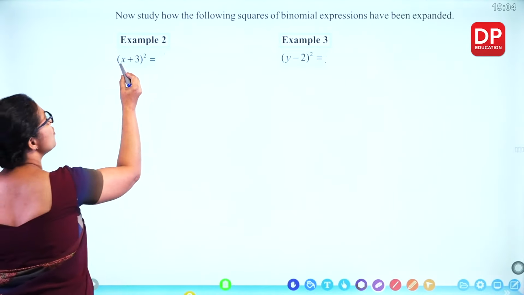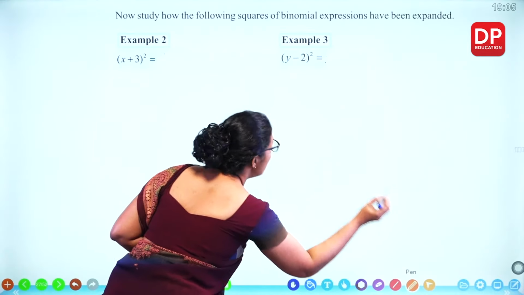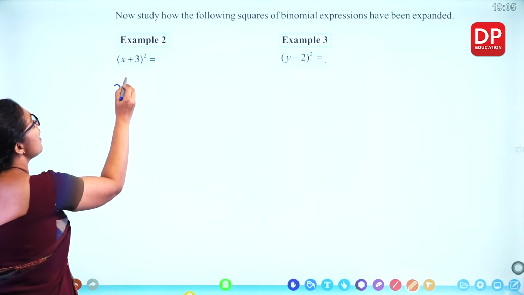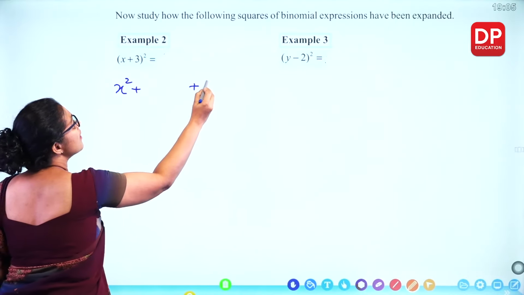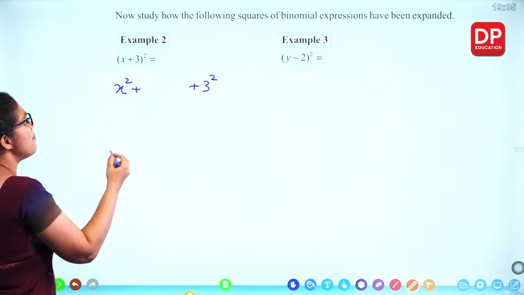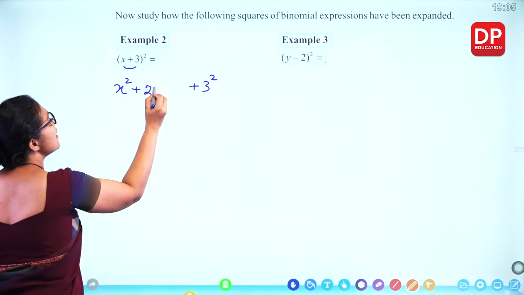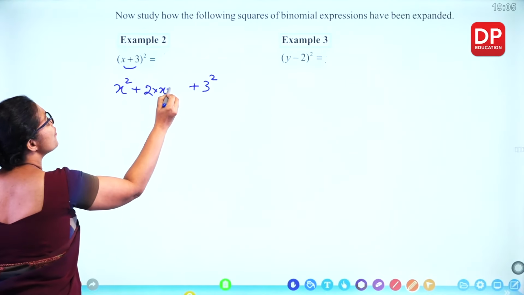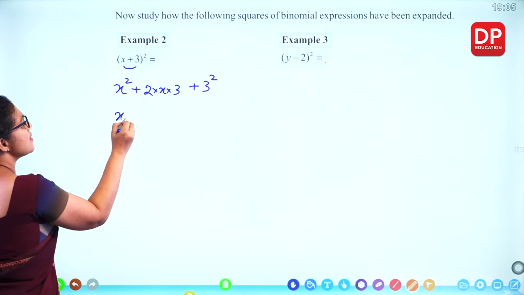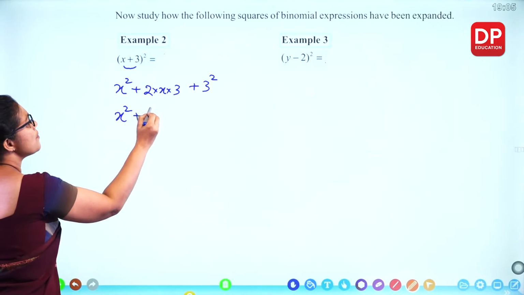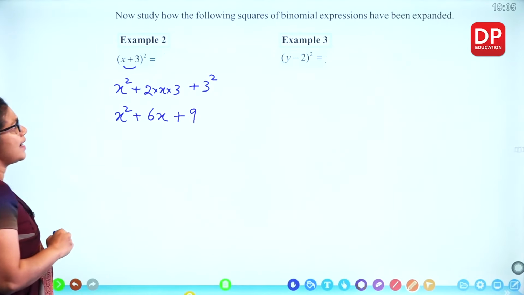So here what we do, you can write first term squared, last term squared. And middle term becomes double of the 2 terms, x into 3. So when you simplify, what do you get? X squared, you can't simplify further. 2 times 3, 6x plus 3 squared is 9.